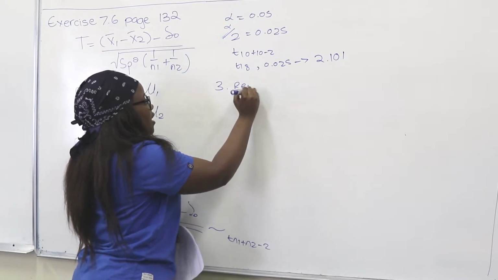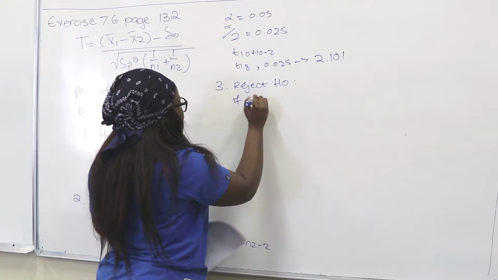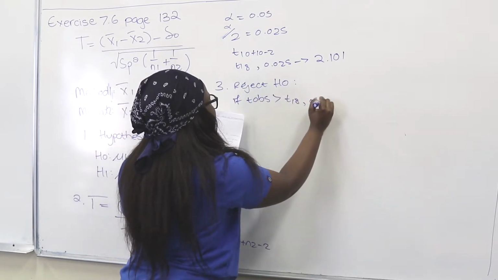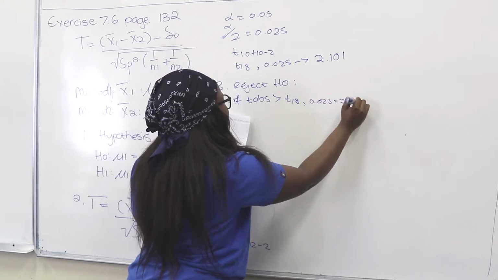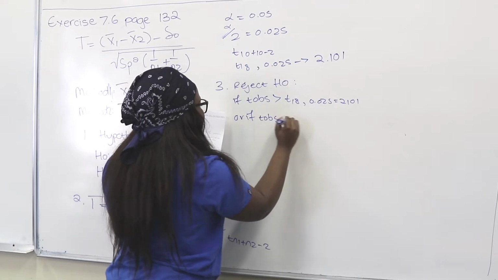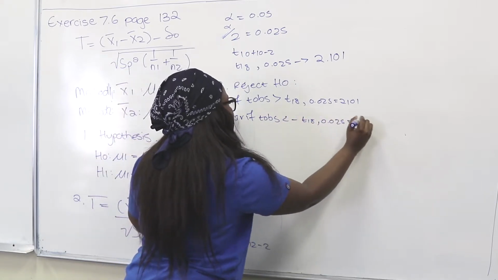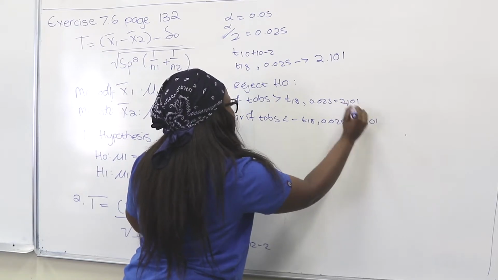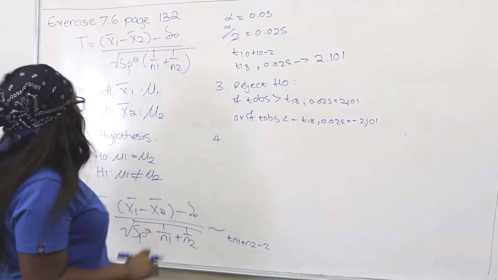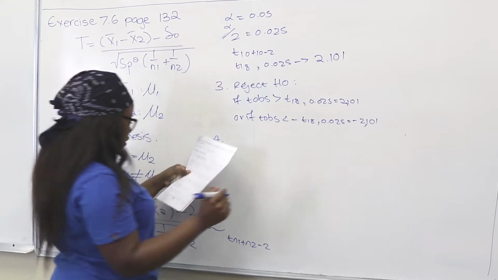And so the third thing you do is state your rejection region. So we're going to reject H0. Since it's two-sided, we have to write both cases: if T observed is greater than t 18, 0.025, equal to 2.101, or if T observed is less than negative t 18, 0.025, which is equal to negative 2.101. There we go. And then number 4, we're calculating your observed value. So the first thing you're going to do is get your sp, and that's given to you in the formula sheet.